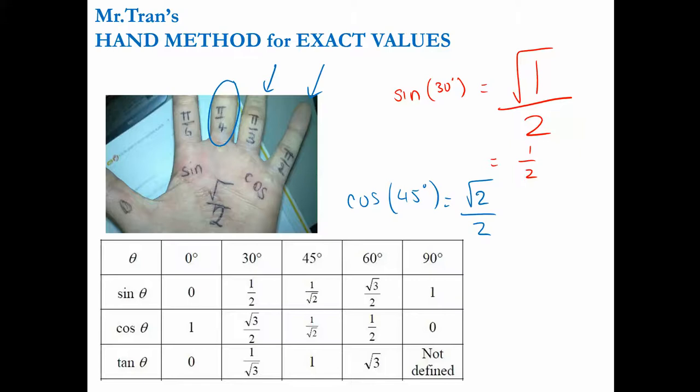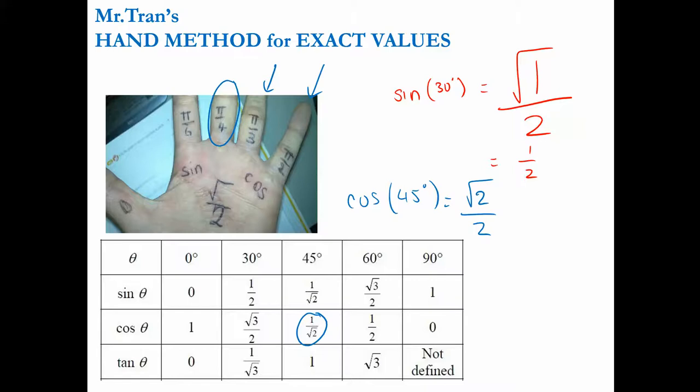Now, root 2 on 2 is the same as cos of 45, which is 1 on root 2. They're both the same. It's just that root 2 on 2 is a rationalized denominator. If you times top and bottom by root 2, you get root 2 on 2. So cos of 45 degrees gives you root 2 on 2, and that means technically if you just follow that technique, you would remember all 10.